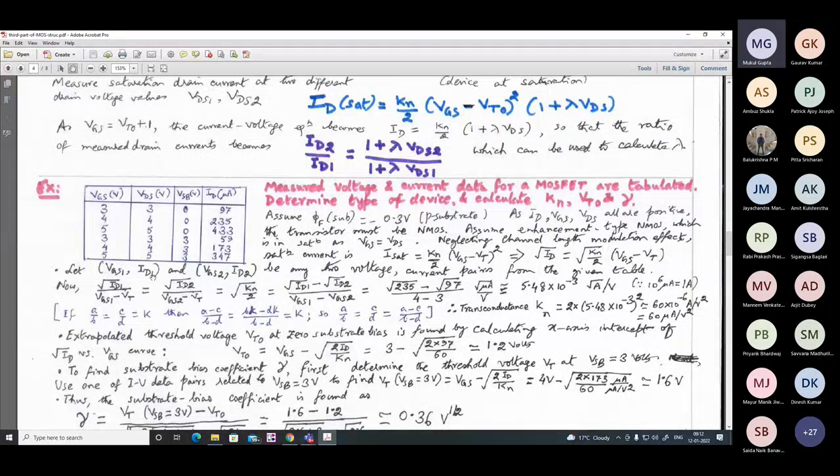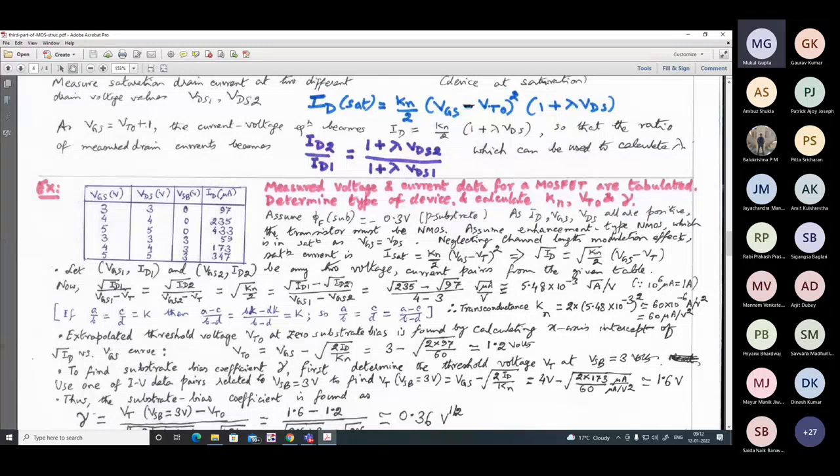Let there be two current-voltage pairs. Suppose we take the first two rows. Then root over ID1 by VGS1 minus VT equals root over Kn by 2. This is constant. So root over ID1 by VGS1 minus VT equals root over ID2 by VGS2 minus VT, equal to root over Kn by 2, some constant. And then we need to find out Kn by 2. So what we do is use componendo and dividendo.